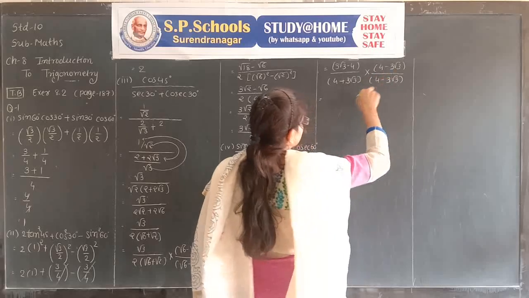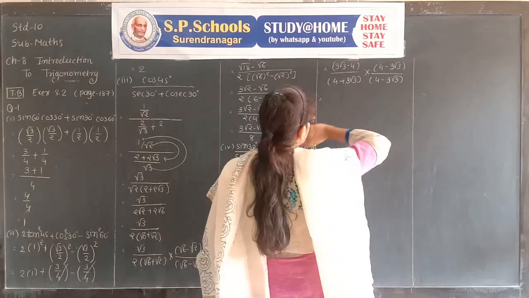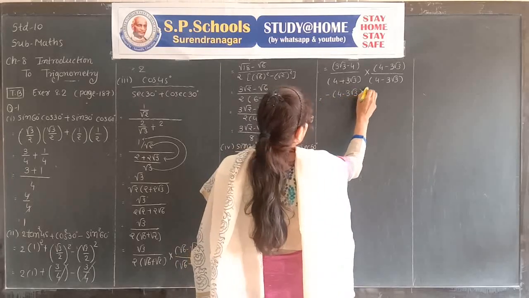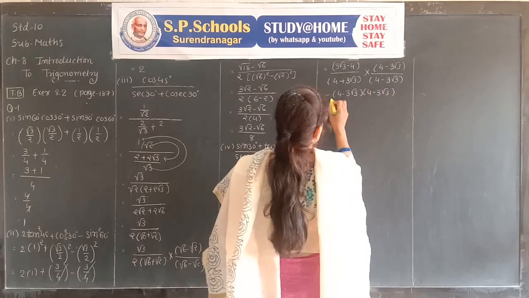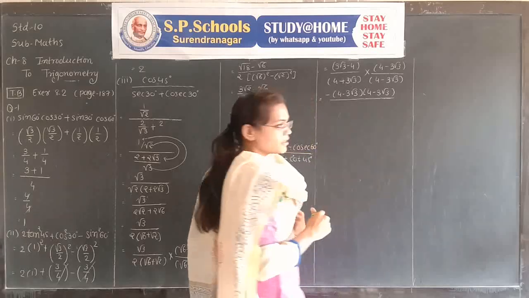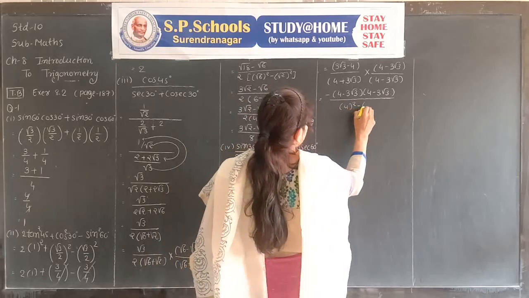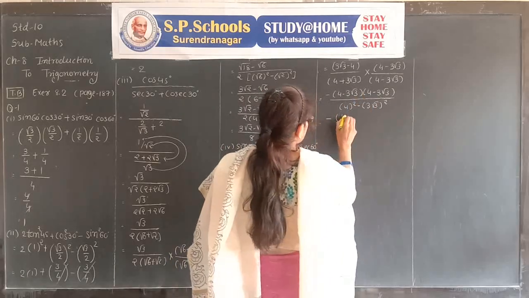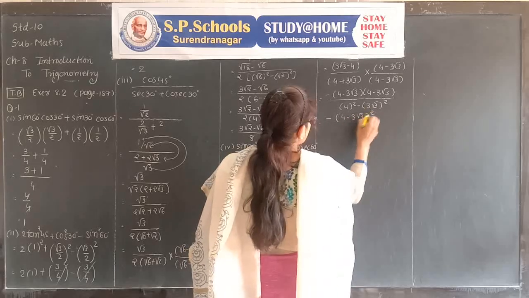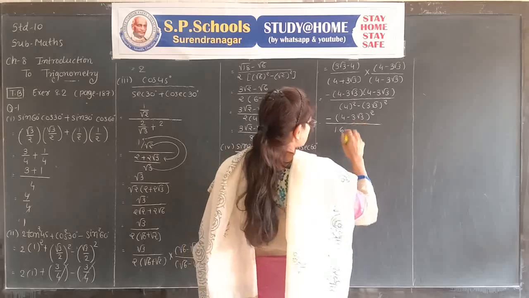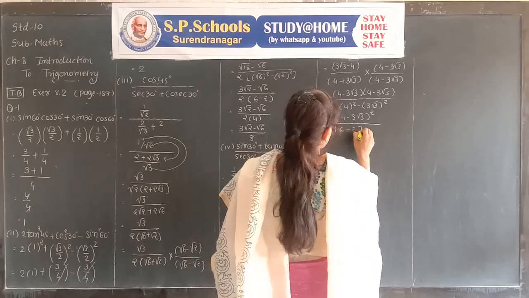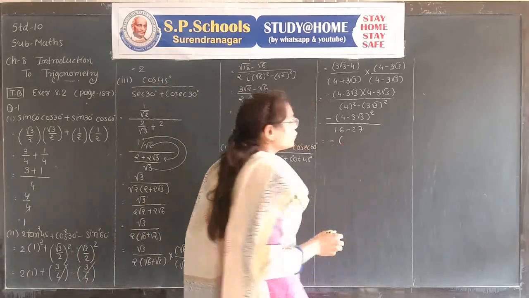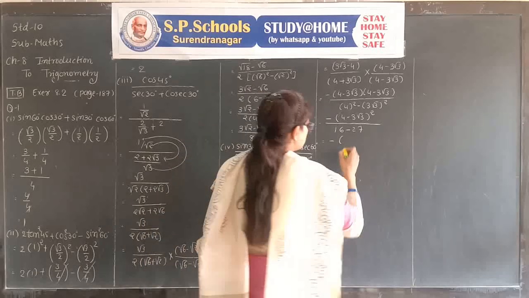3 root 3 and minus 4, and 4 minus 3 root 3. Take minus as a common: minus (4 minus 3 root 3) and (4 minus 3 root 3), because both brackets are equal, and a plus b and a minus b are the factors of the difference of squares, 4 squared minus (3 root 3) whole squared, upon 16 minus 27. 16 minus 27 is equal to, minus as it is, (4 minus 3 root 3) squared, do the expansion.